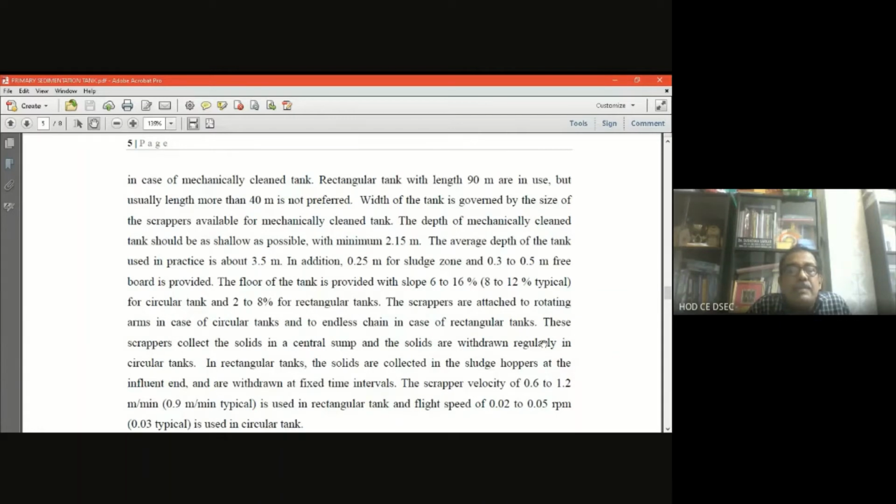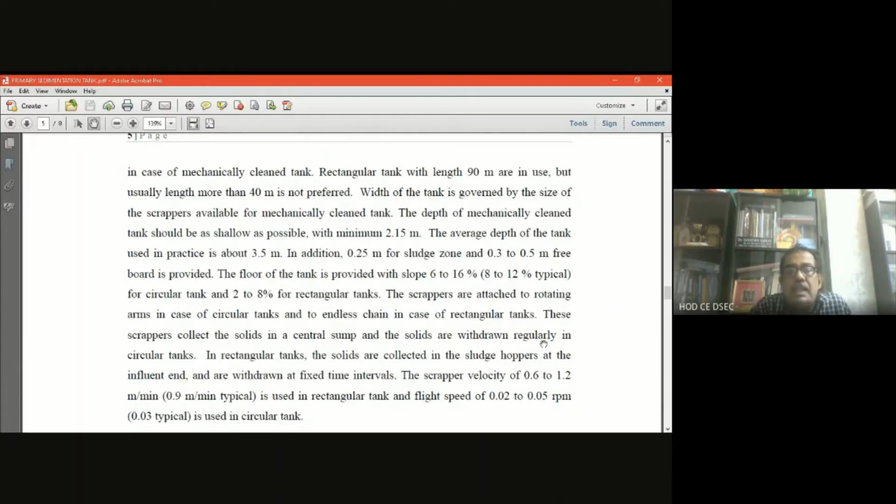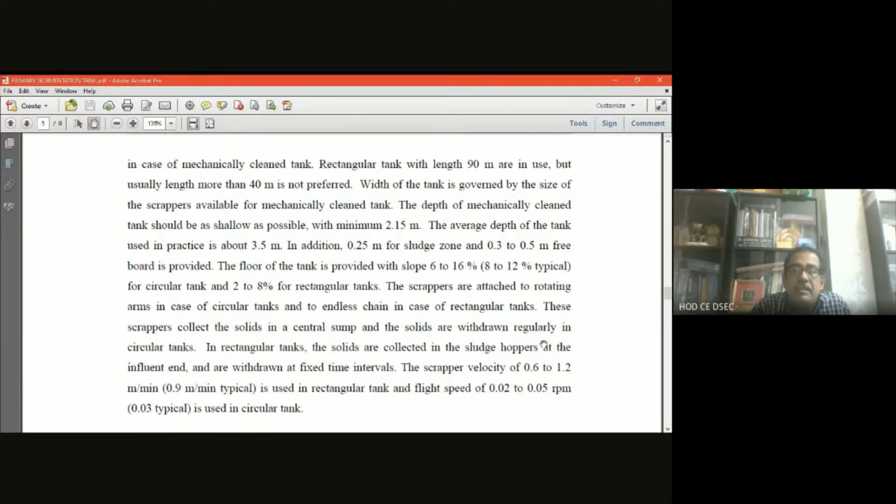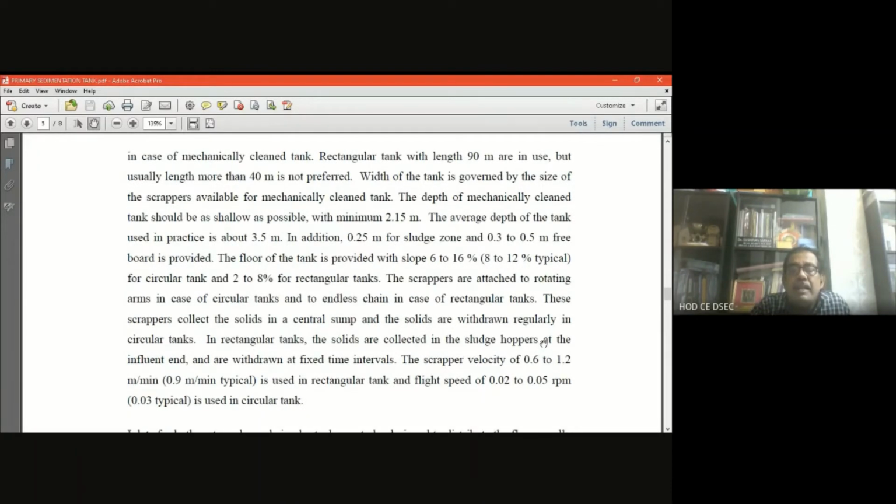Now the depth of the mechanically cleaned tank should be as shallow as possible, with a minimum of 2.15 meter. But the average depth of the tank used in practice is 3.5 meter. In addition, you have to consider the sludge at the bottom. The sludge depth is 0.25 meter in the sludge zone, and you have to add a freeboard of 0.3 to 0.5 meter to get the total depth of the tank.